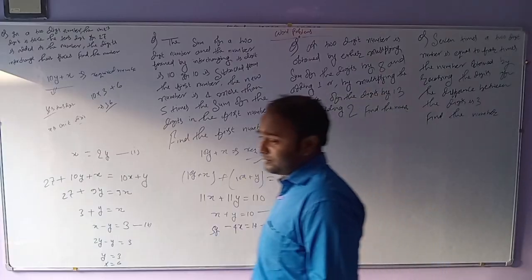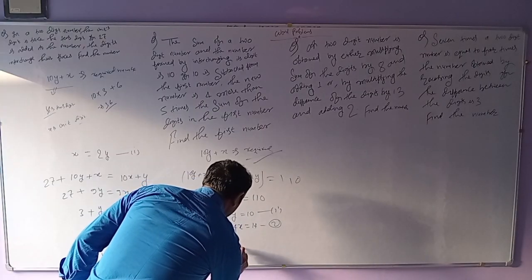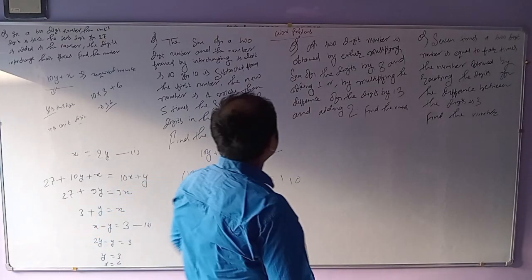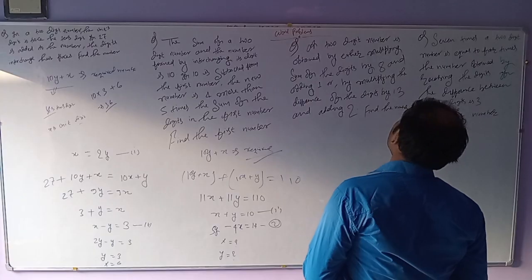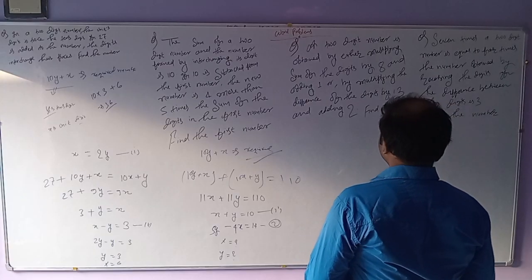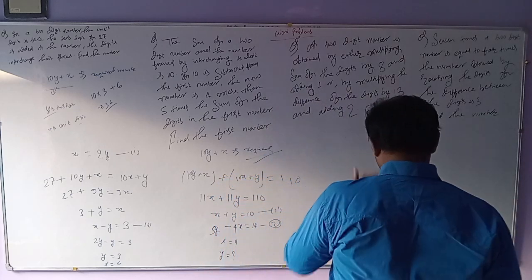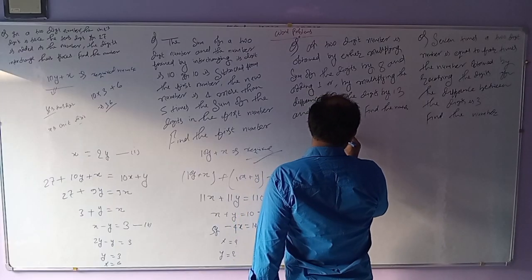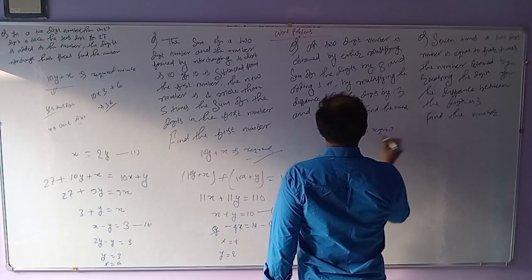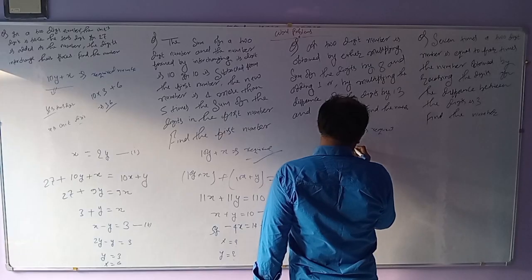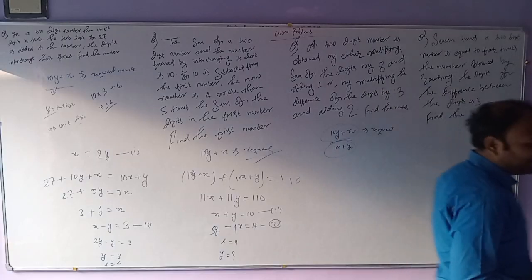In another question, from here we get x equal to 1 and y equal to 2. A two-digit number is obtained by either multiplying the sum of the digits by 8 and adding 1, or by multiplying the difference of the digits by 13 and adding 2. Find the number. Let the required number be 10y plus x. We can also take 10x plus y. It doesn't matter which we consider, it is just a way of proceeding to the next step.